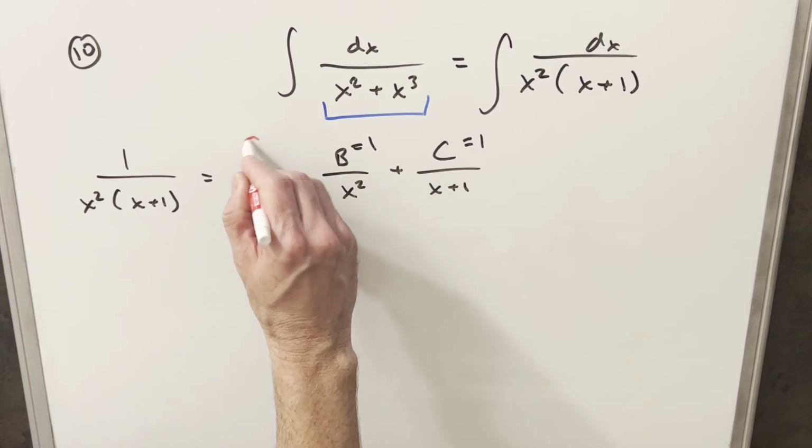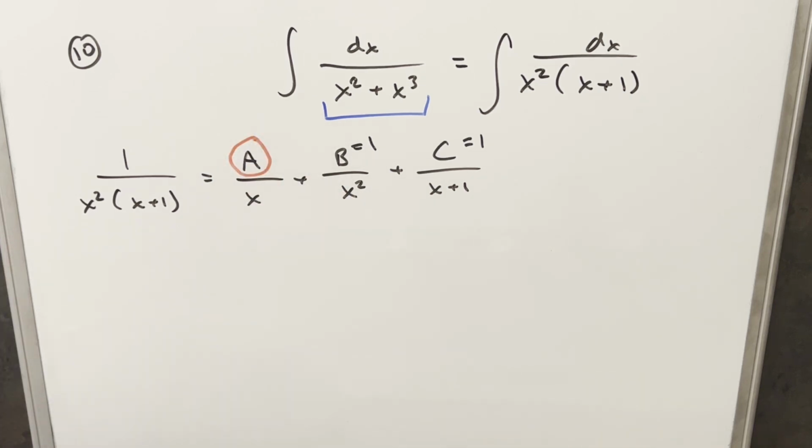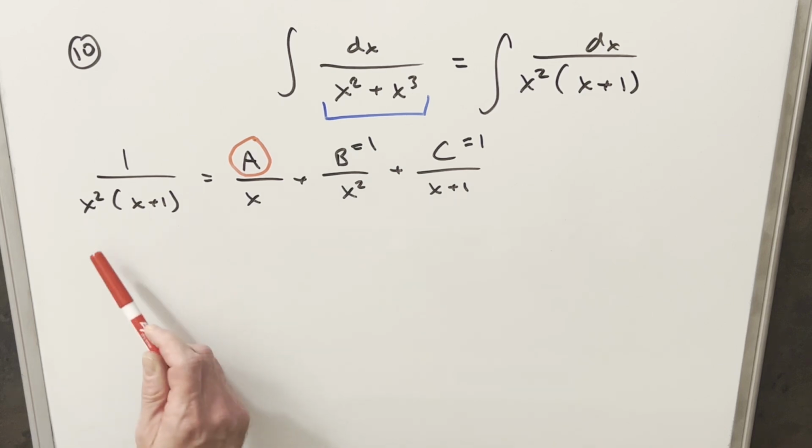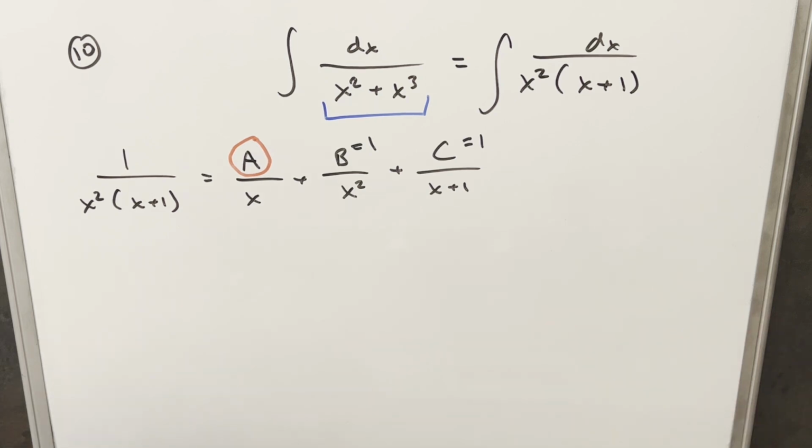So now I just need a value for a, and we can't really use the cover-up method here, but if I plug a 0 in, that's already what we did for our b term. So we need to use a different value. We use minus 1 here. So what I can do is just plug in, I can just set x equal to 1.